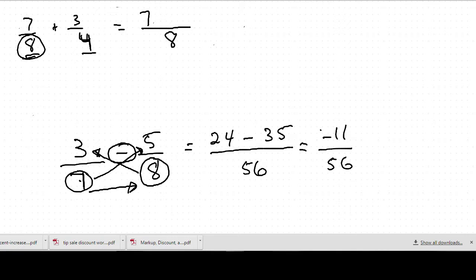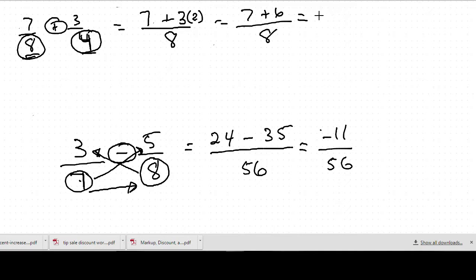Okay? Now, how do I change this 4 to an 8? You have to multiply it by 2. So I have to do that to the number up top, which is 6. Okay. Sign stays the same in the middle. And then, so this is 7 plus 6 over 8. And then that would be 13 over 8. Hang on, I'm just writing it down. Okay, 13 over 8.